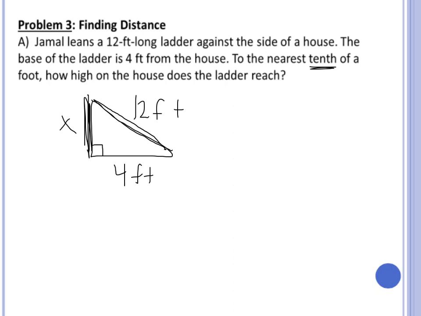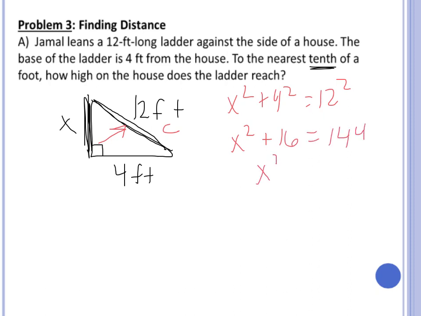So if I set up my equation, c is always straight across from my 90 degrees. So x squared plus 4 squared is equal to 12 squared. So x squared plus 16 is equal to 144. x squared is equal to 128, and then I take the square root of that.